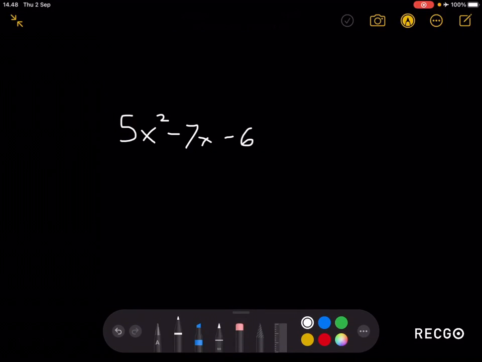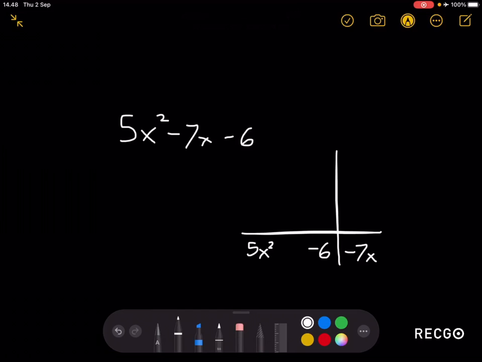So we're going to factor the quadratic 5x squared minus 7x minus 6. We're going to use the cross method, so we're going to draw a cross right here. We're going to write the x squared term right here, and then the constant term right here, and then the x term right here. So we're going to split 5x squared into two factors. Of course it will start with x, and then let's say I'm going to split them into 5x and x, and then I'm going to split negative 6 into, let's see, negative 2 and 3.